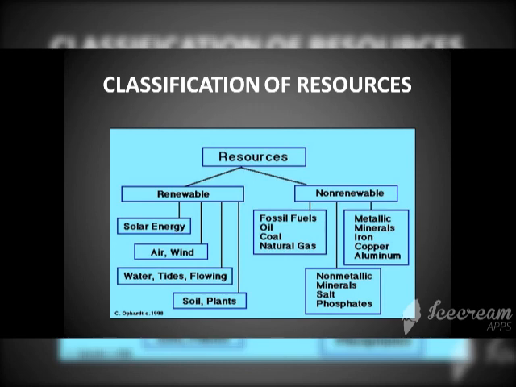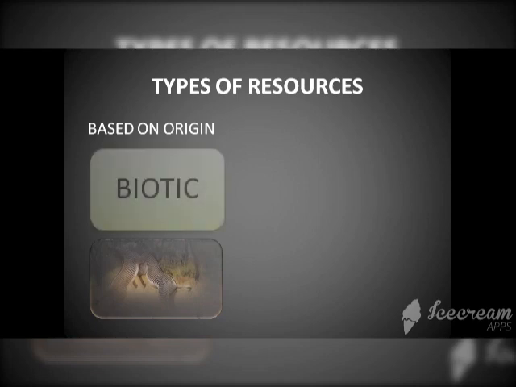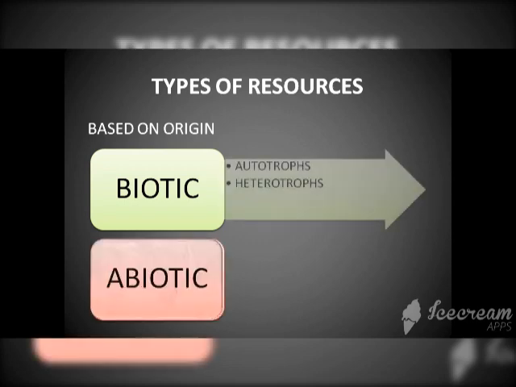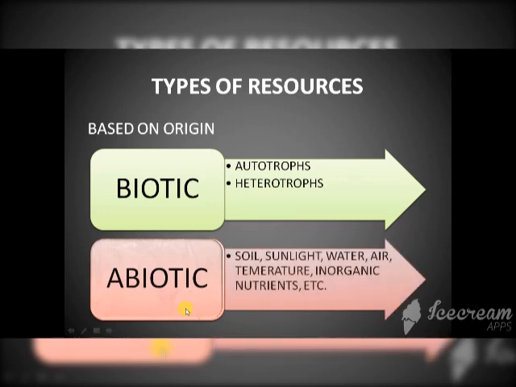So this is the classification of renewable and non-renewable resources, and under human we have structures and institutions, and quantity and quality. Now next, based on origin, we have two resources. First we have biotic resources. Biotic resources are obtained from the biosphere and have life in them. For example, autotrophs and heterotrophs. Autotrophs are the producers, the plants, and heterotrophs are the other living beings like human beings. Then we have abiotic. Abiotic resources are those composed of non-living things, for example, soil, sunlight, water, air, temperature, inorganic nutrients, etc.